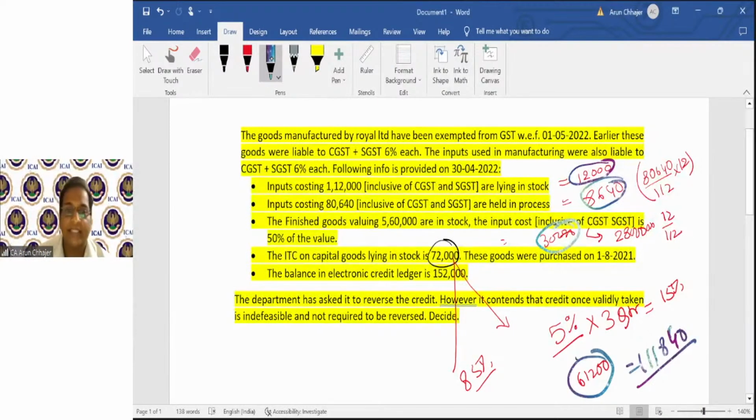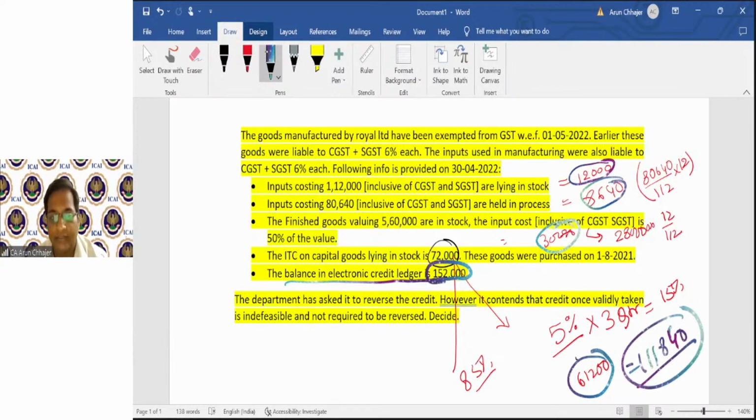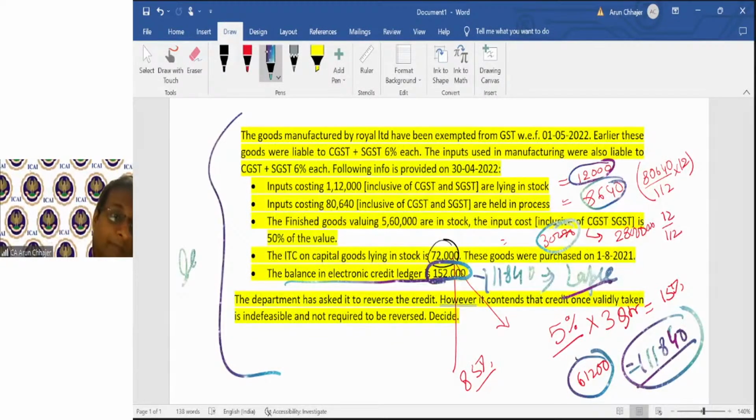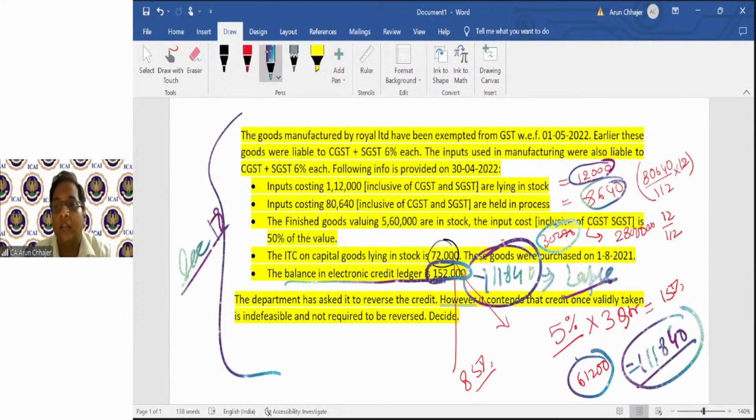So in this case, they are saying the balance in the electronic credit ledger is 1,52,000. So you have to reverse this 1,11,840. What will be the balance amount? It will be the lapse. The balance amount would lapse. Recall the provision of section 18. अब एक बार आप काम करना, section 18 में जाना, and you can recall that this much of the amount you need to pay. If there is any excess balance, the balance amount would lapse.